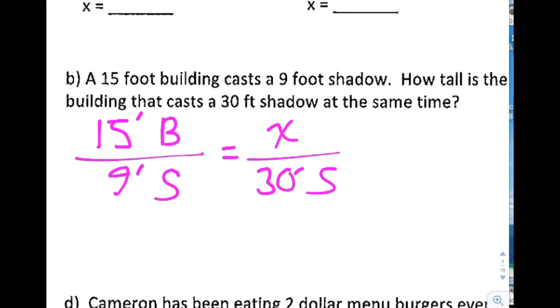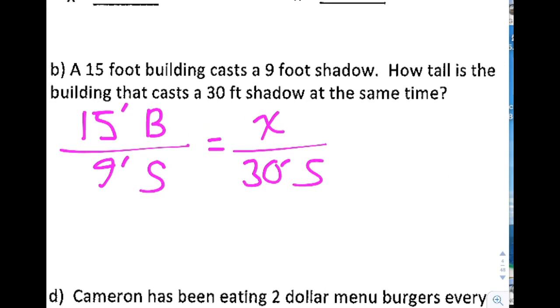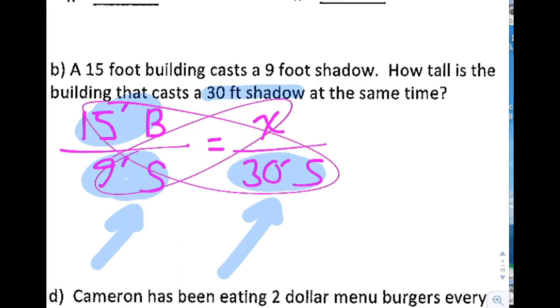You might remember shadow problems from 7th or 8th grade, but a 15-foot building, so 15-foot building over a 9-foot shadow, and they also tell you that there's another 30-foot shadow somewhere. So if shadow was in the bottom here, shadow has to be in the bottom here. 30-foot shadow. So x goes in the only remaining spot. You will do a cross multiplication, and you will solve for x.